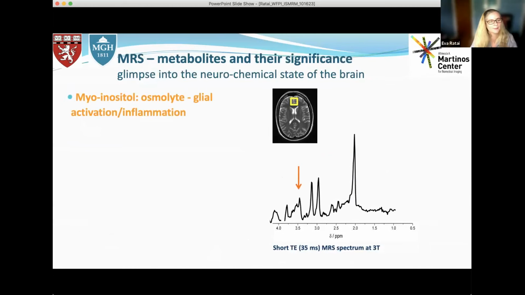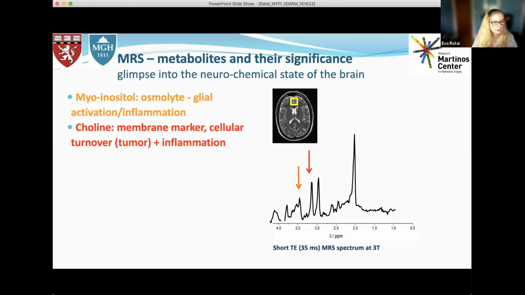So what are the metabolites that we can actually see? One of them is myoinositol, which is an organic osmolyte that is predominantly in glial cells. So an increase may reflect glial activation or neuroinflammation. Choline is a marker for membrane metabolism. So the increase is associated with cellular turnover, which you would see in neoplasms, but it's also associated with neuroinflammation.